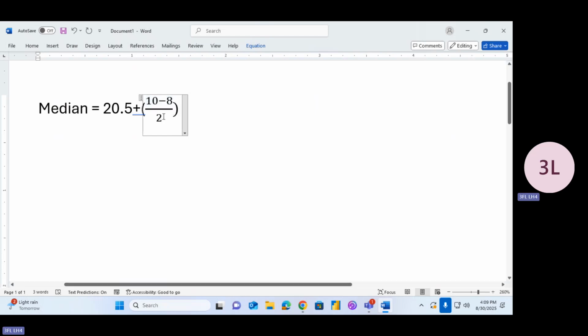Then here the denominator represents the frequency of the median class. Then here you need to write down the CF value, but we write the CF value of the class interval which is preceding the median class. Preceding means the previous one. Is it clear?